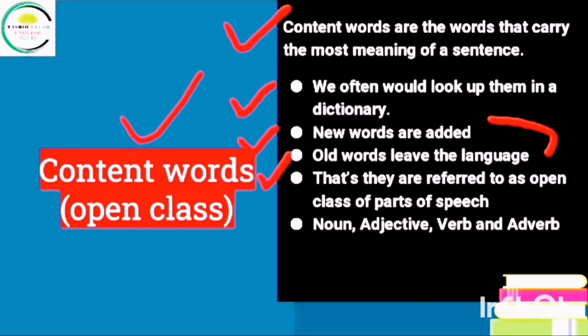They are also called open class of part of speech because new content words are constantly added and old content words are constantly deleted from the language. Okay, so that's why they are referred to as open class of part of speech. Noun, adjective, verb, and adverb are called content words. So these 4 kinds of part of speech are included in content words.